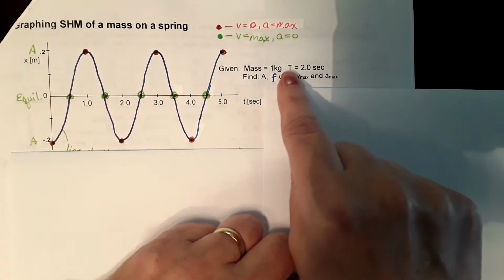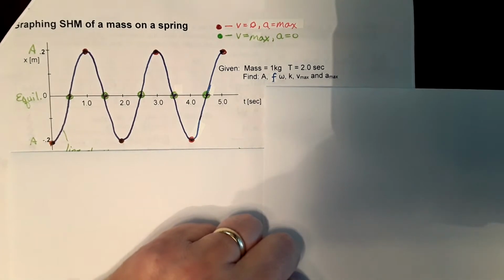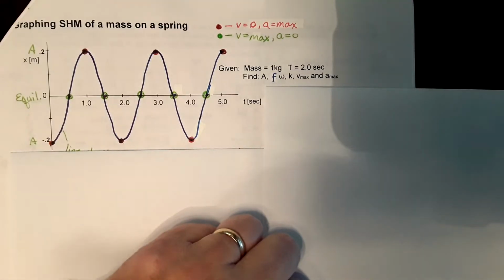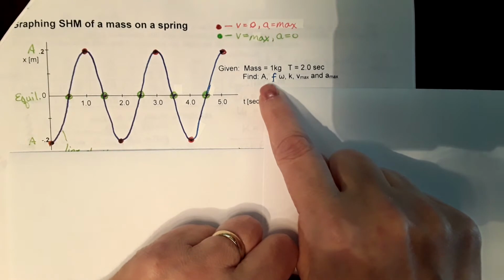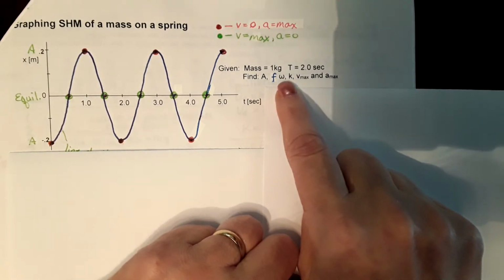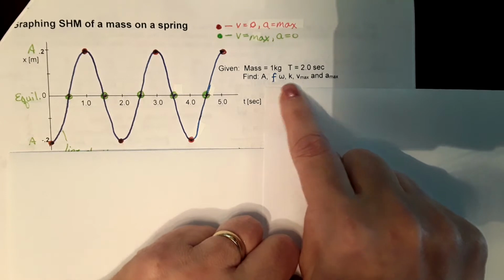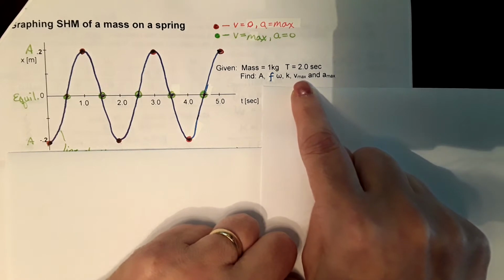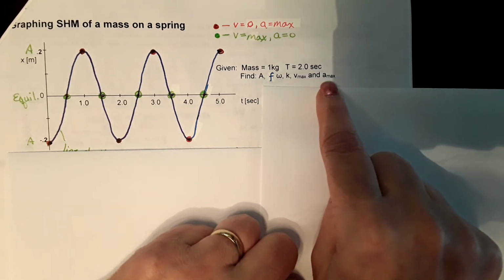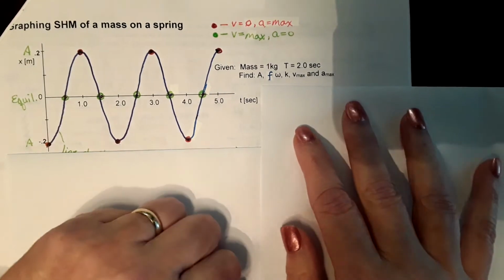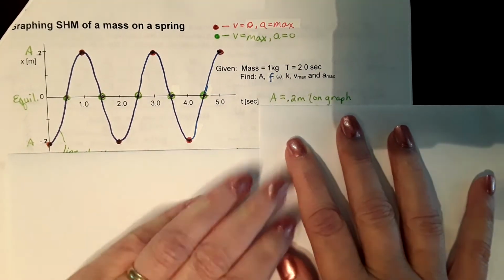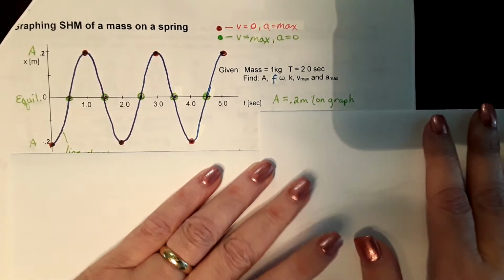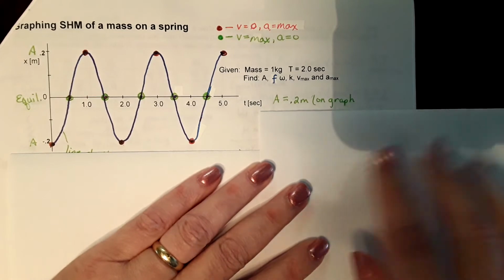Now, if we are given that the mass on the spring is 1 kilogram and that the period, as you can see here, is 2 seconds, we want to find a number of things. We want to find the amplitude, the frequency, the angular frequency or angular velocity, the k constant of the spring, the maximum velocity that it will have, and the maximum acceleration that it will have. So let's start with some of the easier things first. Simply put, we can get the magnitude of the amplitude from the graph itself.